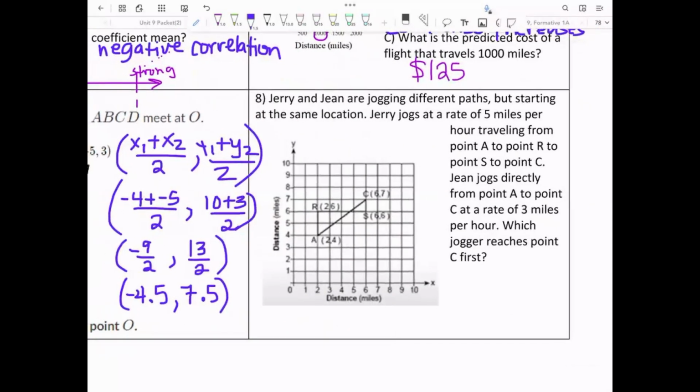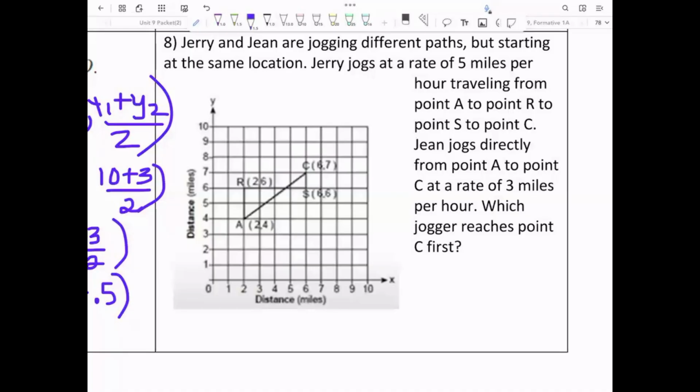Jerry and Jean are jogging different paths, but starting at the same location. Jerry jogs at a rate of 5 miles per hour, traveling from point A to point R, to point S to point C. Jean jogs directly from point A to point C at a rate of 3 miles per hour. Which jogger reaches point C first? So we need to find how many miles each of them ran, and then we can figure out how long it took them to get to that location.